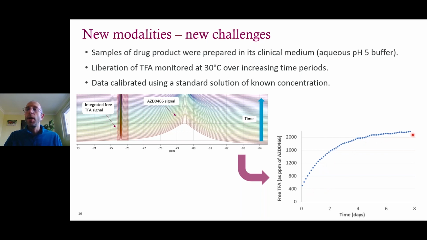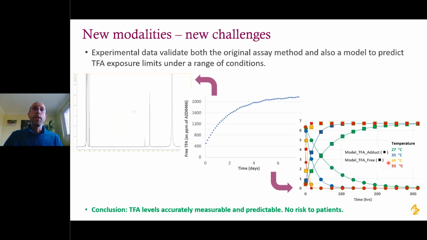You can see really quite nice classical predictable observable behavior for the release of TFA. And we were able to plot this, as you can see, and then because we're getting inherently quantitative data, we're able to compare this to the signal for a sample of known concentration, and relate this data, plot it as a function of ppm of O466, which is a specific measurement that regulators asked us to make. And once we were armed with this information, we were then able to do two really powerful things with it.